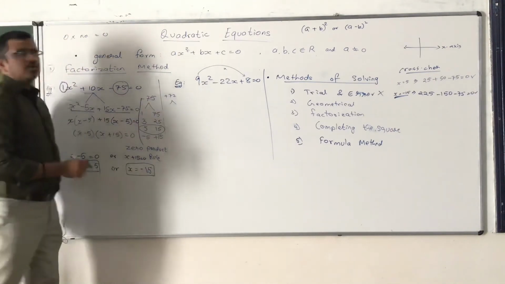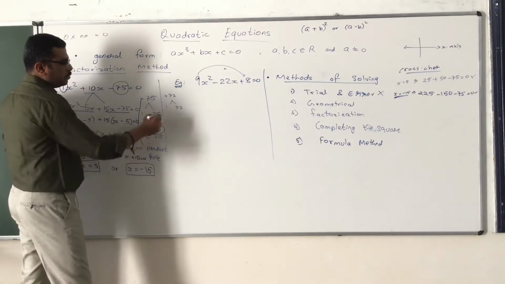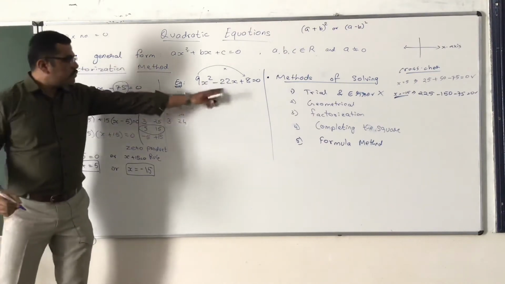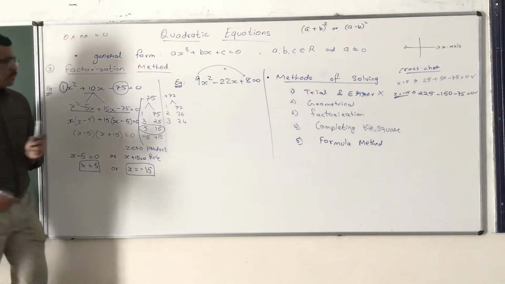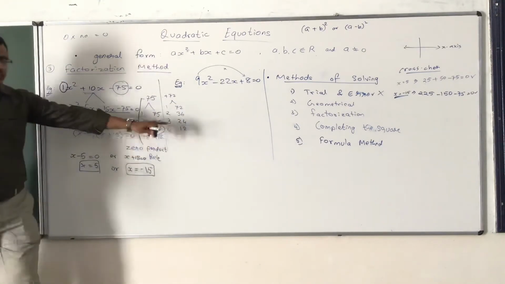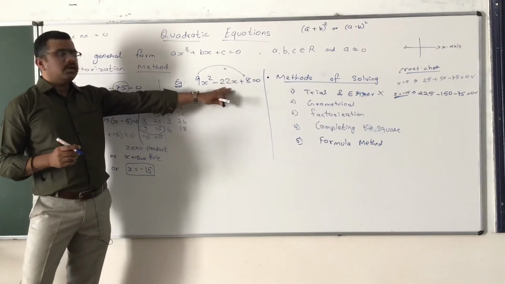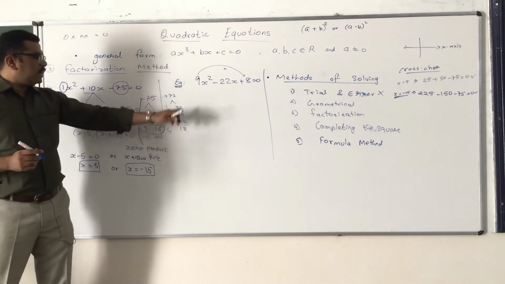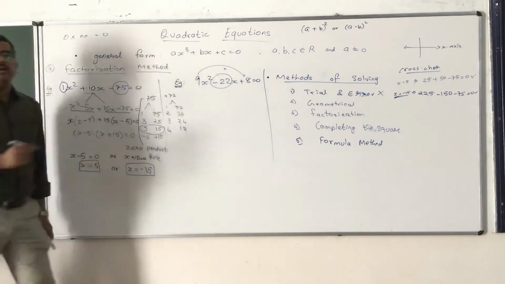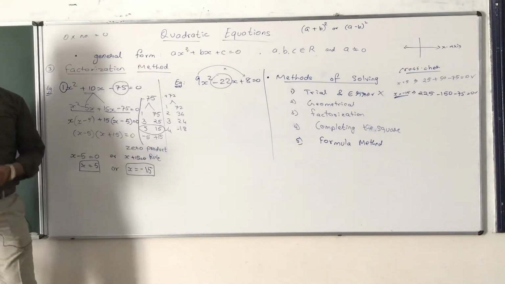So what are the factors of 72 in pairs? So we start with 1, it's 1 times 72, 2 times 36, 3 times 24. We are close to it, but still it is not 22. So it's 4 times 18, and here we go. The addition of 4 and 18 is 22, and multiplication of 4 and 18 is 72. But again, we require negative 22. So we must have both these numbers as negative.